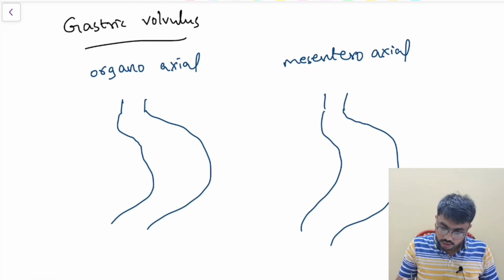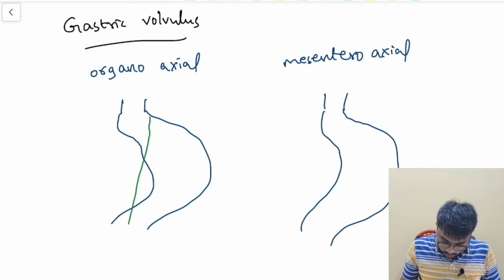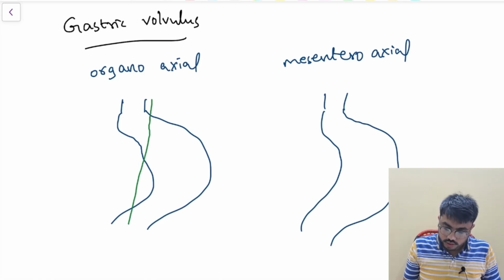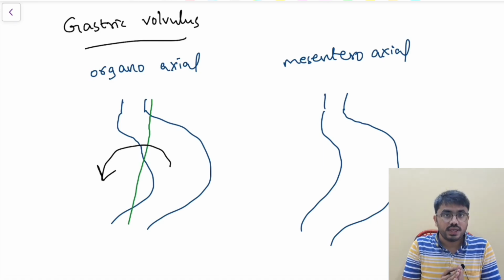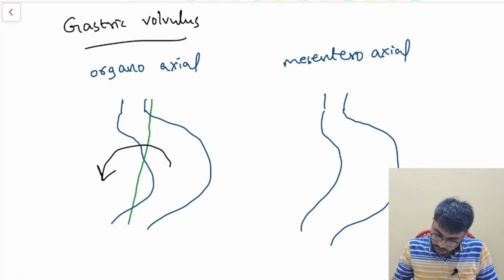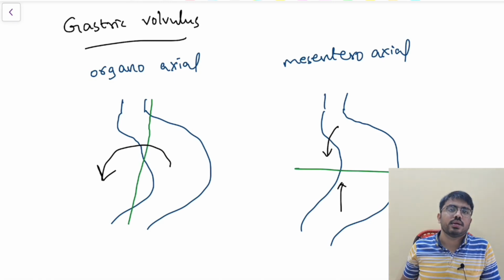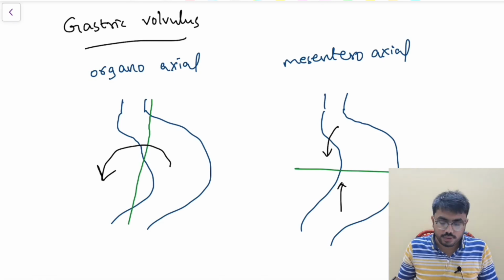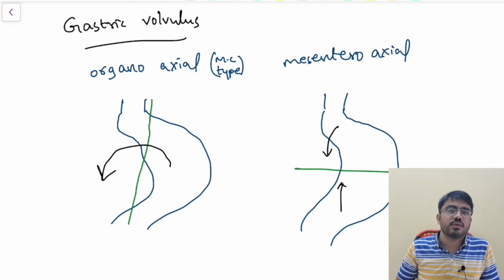If the stomach is rotating in this axis, suppose the stomach is rotating within this axis, then it is organoaxial type. By chance, if it is rotating like this, vertically, then it has to be mesenteroaxial type. Out of these two types, which is most common? Organoaxial is the most common type of gastric volvulus.